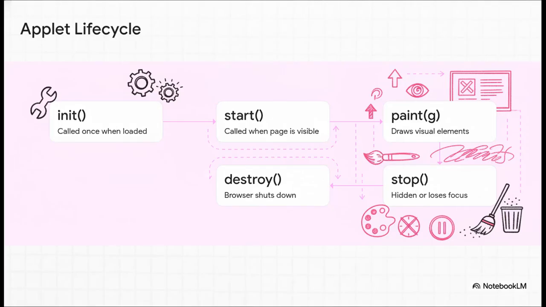The whole lifecycle follows these 5 exact phases. First, init runs just once when loaded to set up your variables and GUI components. Then, start kicks in when the web page actually becomes visible or active to the user. Third, paint is called to draw the visuals on the screen. Fourth, stop is triggered if you leave the page, which lets you pause heavy tasks like animations. And finally, destroy runs exactly once when the browser closes, sweeping up and clearing the whole thing from memory.